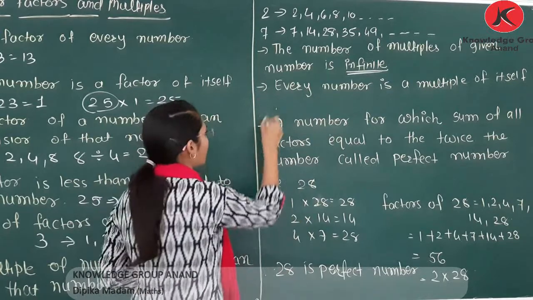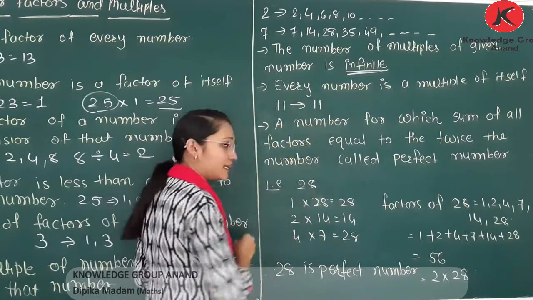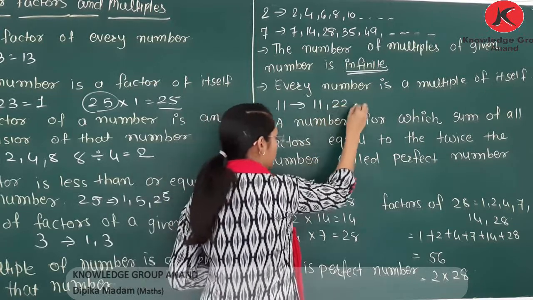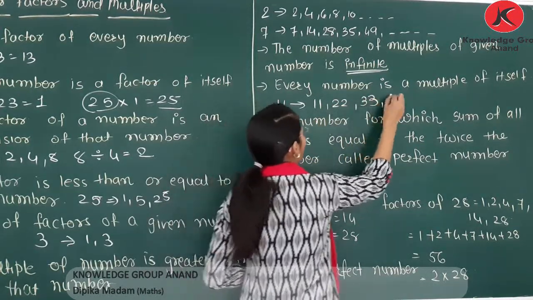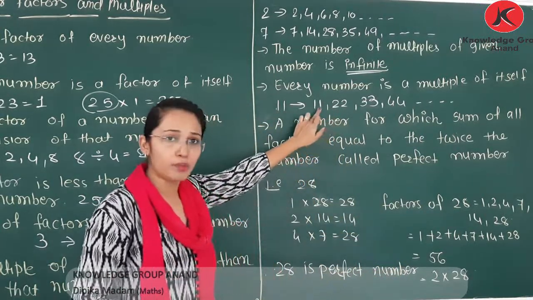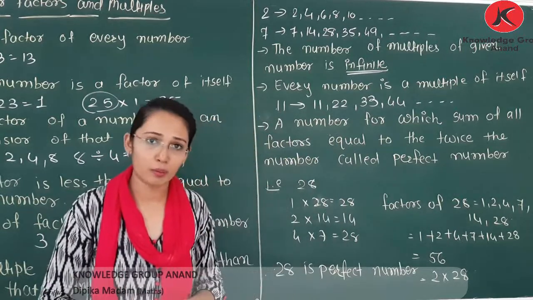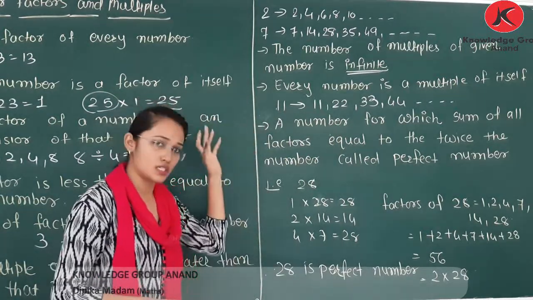For example, if I want to write multiples of 11, then the multiples of 11 are 11 ones are 11, 11 twos are 22, 3s are 33, 4s are 44, and so on, which means every number is a multiple of itself. If you multiply a number with 1, you will get that number, which means a multiple of itself.